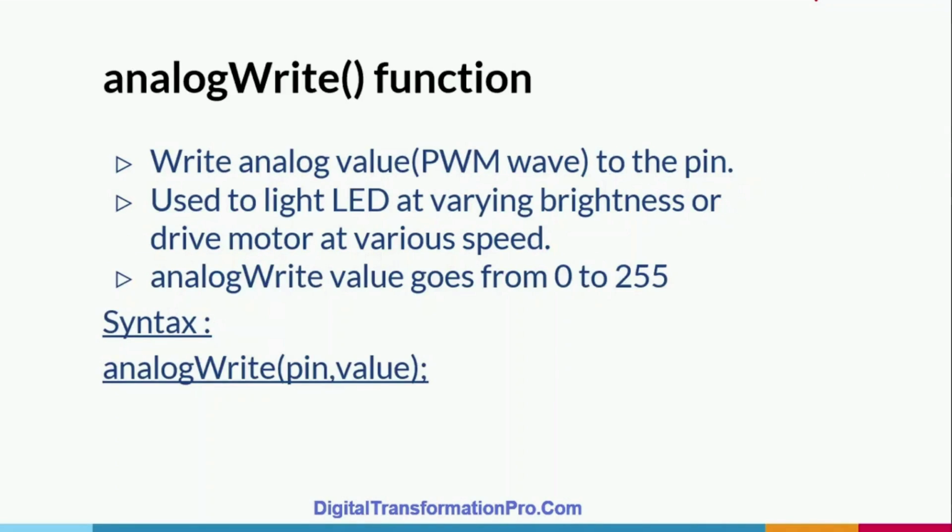Next is the analogWrite function. It writes an analog value to the pin, meaning it will update the status of analog pins and is also used to map analog values on the PWM. That is, it is used to light an LED at varying brightness or drive a motor at various speeds. Analog values go from 0 to 255 and its syntax is analogWrite in brackets pin comma value. All these functions will get more clear at the time of programming.